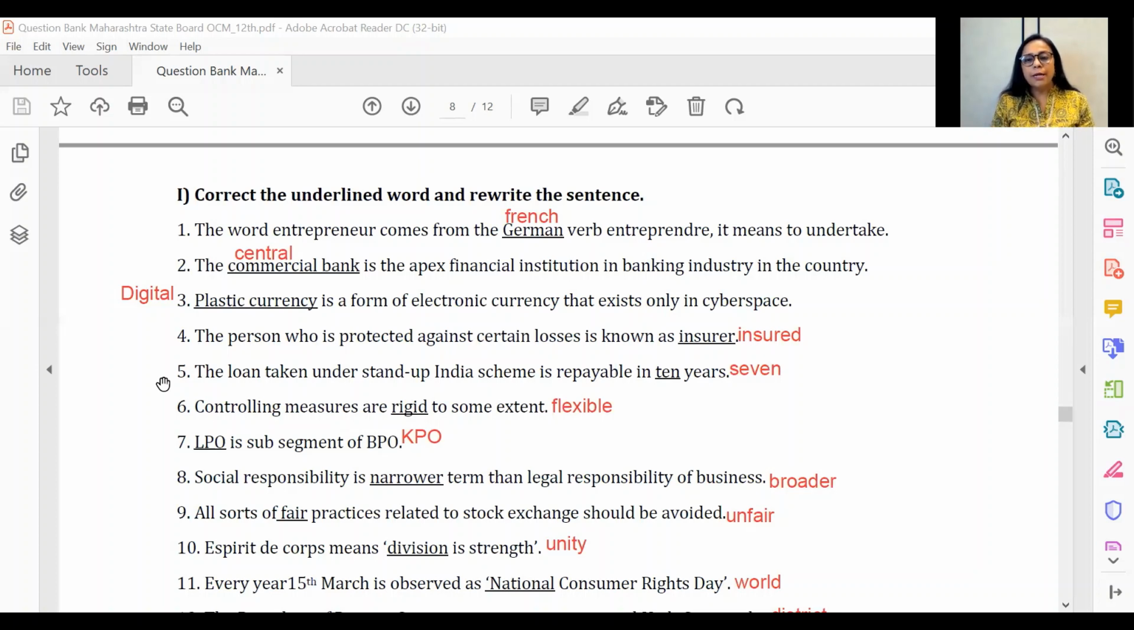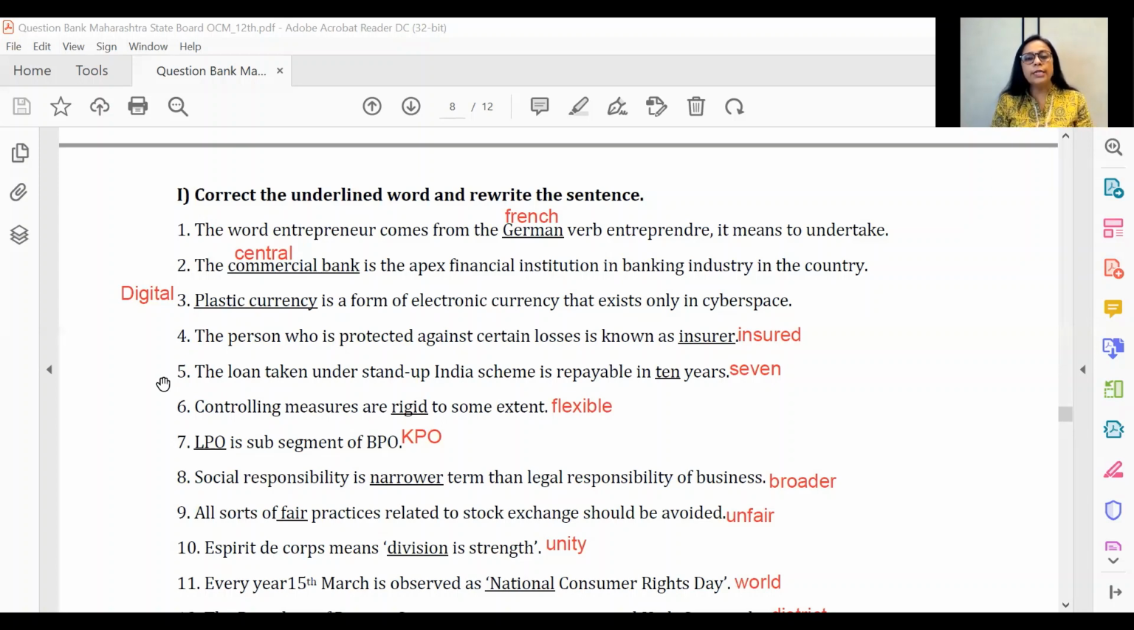So here, mind you, you must change only the underlined word. Do not change the other part of the sentence. Like if you write the sentence as "the institution which gives the protection in exchange for a consideration is called as insurer", then your answer will be totally wrong. You just correct the underlined word.